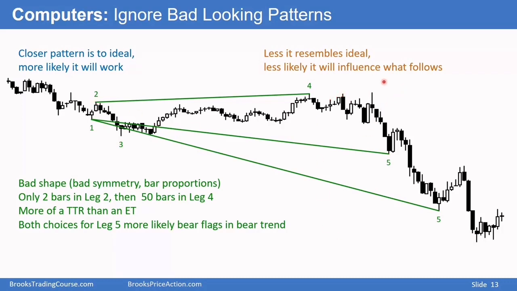It's more of a tight trading range than an expanding triangle, and therefore this is not a very good looking leg 5, and neither is this. They're more likely the start of bear flags in a bear trend than a reversal pattern. In other words, a minor reversal creating a bear flag is more likely than an expanding triangle, a major reversal.